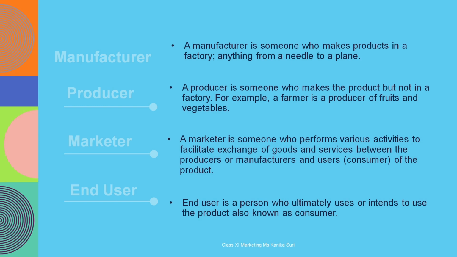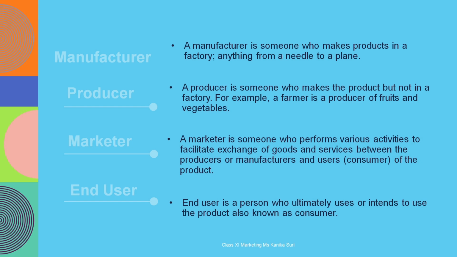Now let's see, who is a manufacturer. A manufacturer is somebody who makes products in a factory. It can vary from anything from a needle to a plane. Then who is a producer? You would say that manufacturer and producer are the same. A producer is somebody who makes the product but not in a factory. He is the person who actually produces it. For example, a farmer is a producer of fruits and vegetables. Between both of these terms, there is a difference.